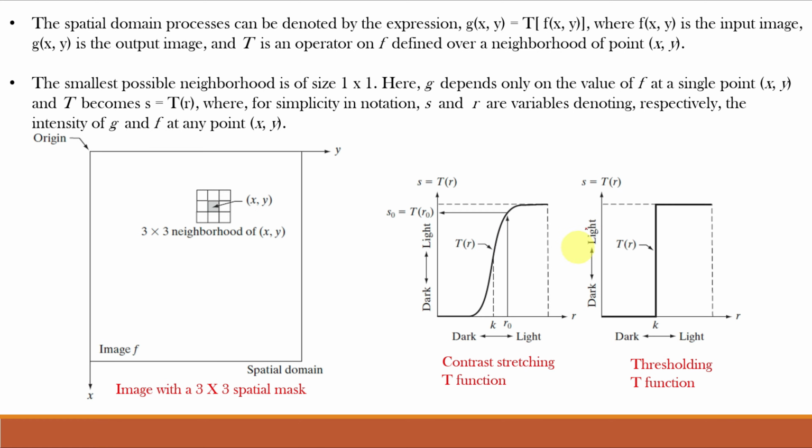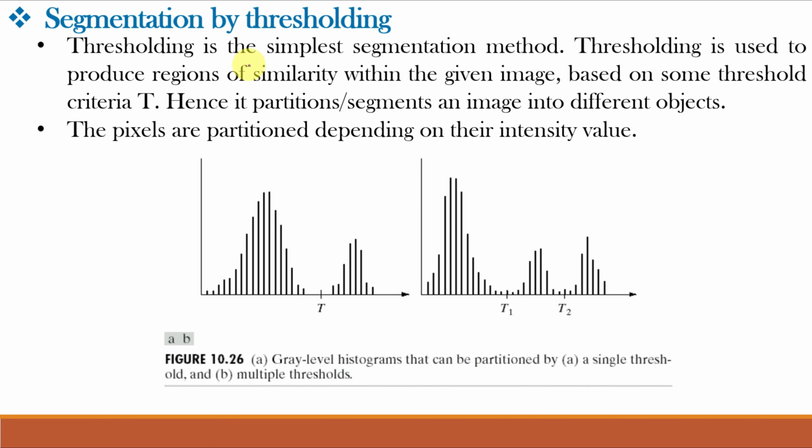So this slide is from that video class, and we can see here that if this is the input intensity r and this is the output intensity s, then all the values above K will be made white, that is 255, and all the values below K will be made 0 or black. So thresholding is one of the most important techniques for segmentation, and because of its simplicity, it is widely used. Thresholding is used to produce regions of similarity within the given image based on some threshold criteria T.